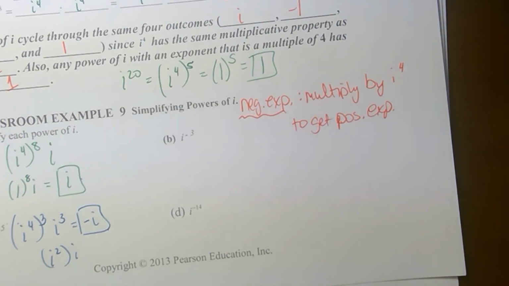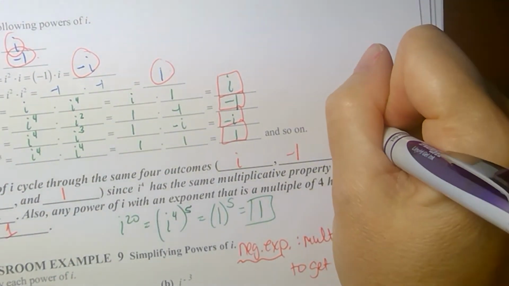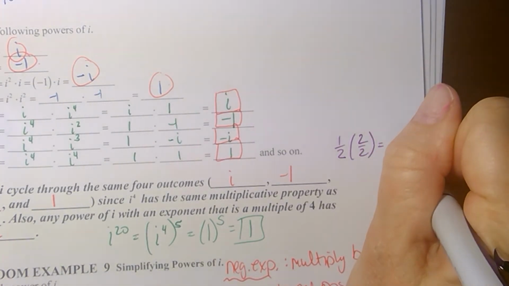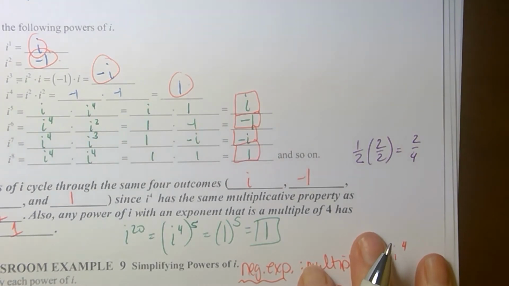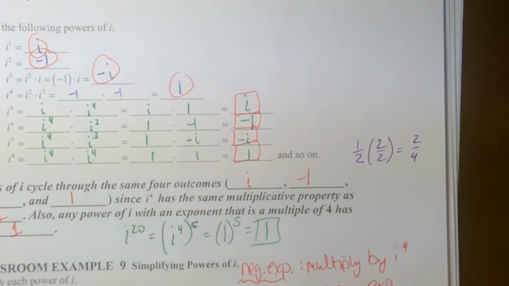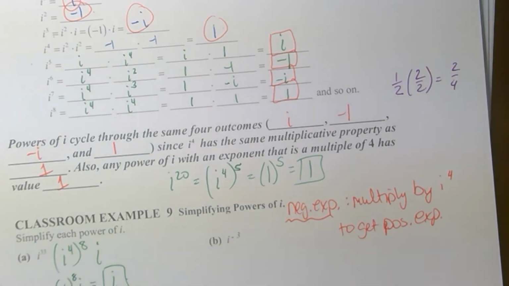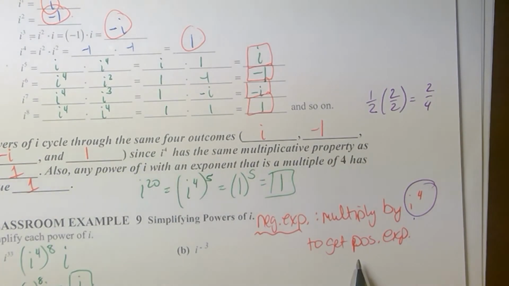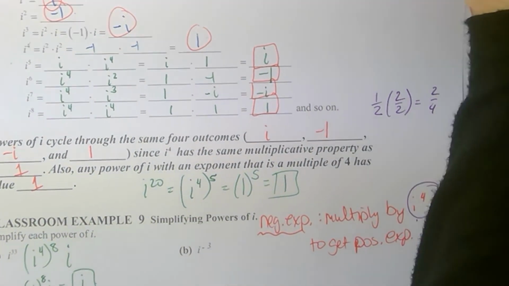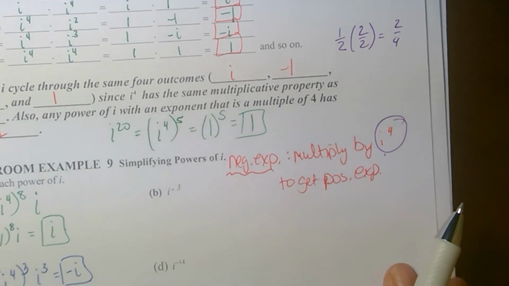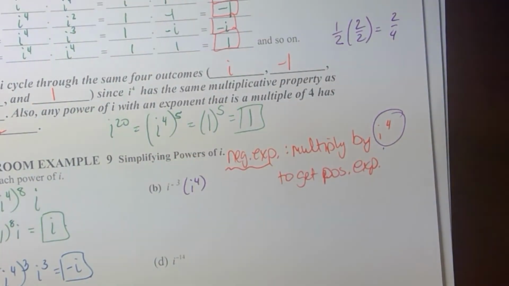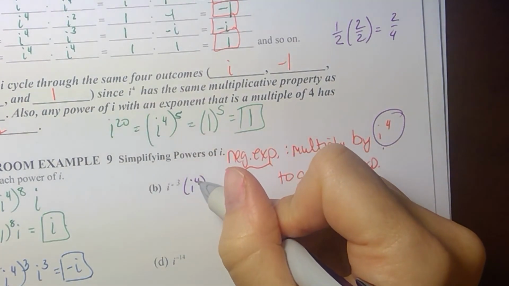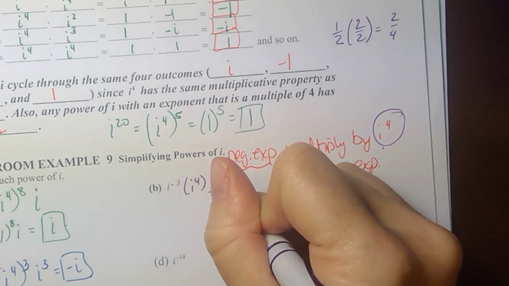Let's think about that and what that looks like. If I had, let's say, 1/2, and I multiply that by 2 over 2, 2 over 2 is just 1. 1/2 is equal to 2/4. Those are equivalent fractions. So I can always multiply by 1. It doesn't change the value of what I have. That's what we're going to do. We're going to multiply by 1 in the form of i to the 4th until we have a positive exponent. Well, my first exponent is just -3. I can just multiply that by i to the 4th, and I have a positive exponent. -3 plus 4 is i to the 1st, which is just i.